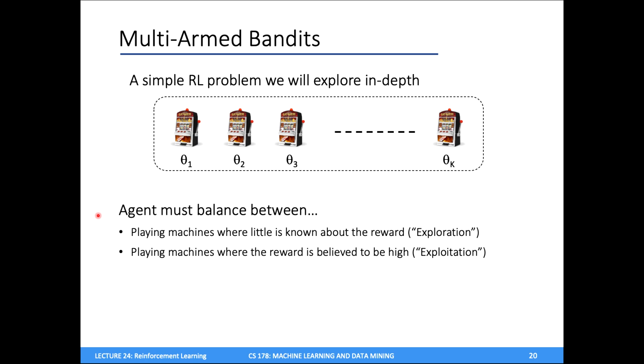Our agent must somehow balance between playing machines where we know a lot about the reward, maybe we've played them a few times, and if there's a machine we think has high reward, we want to play that machine a lot, we want to make money off of it. This is called exploitation. If you have a machine where you know the reward is high, you want to play it often.